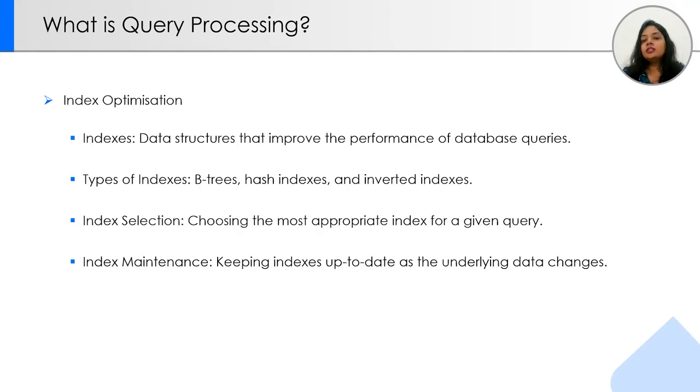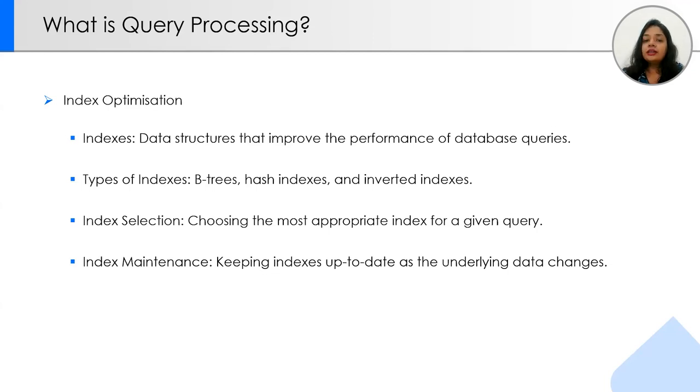Then comes index optimization. So here, let me help you understand what exactly are the indexes. So we already know the meaning, but here when it comes to advanced database management system, it relates to the data structures and data sets. So basically, indexes help the data structures in improving the performance of database queries. So what are the different types of indexes? B trees, hash indexes, and inverted indexes.